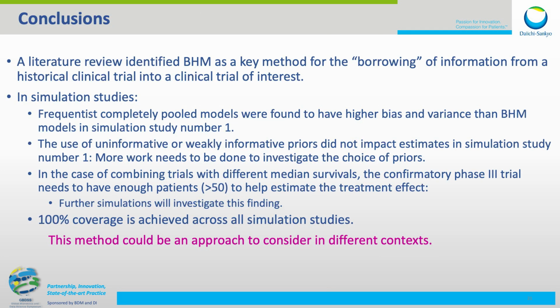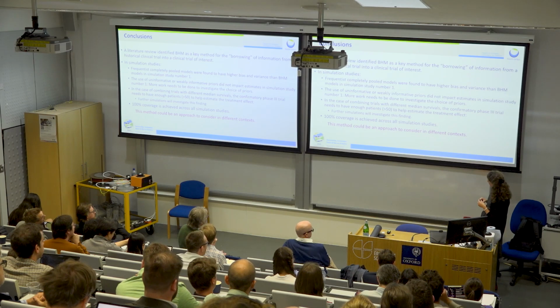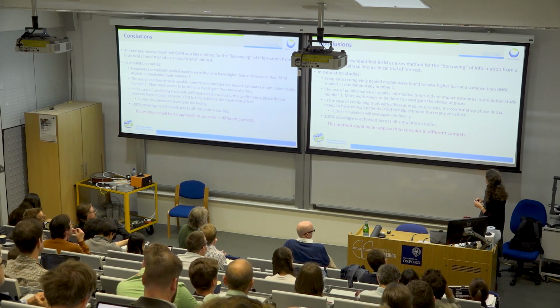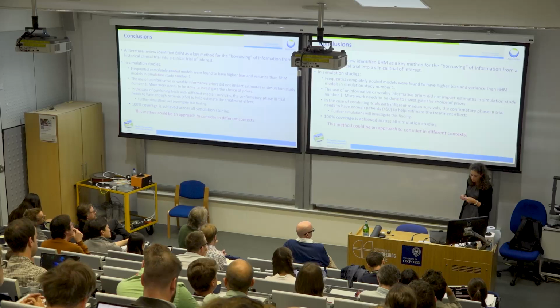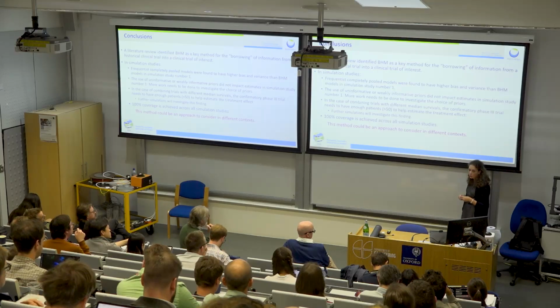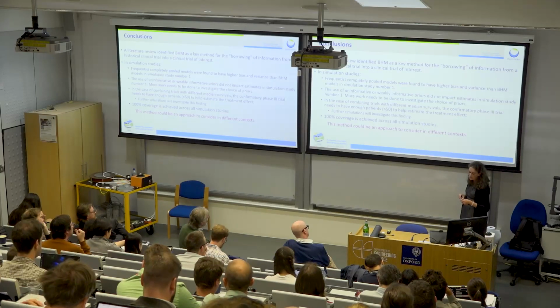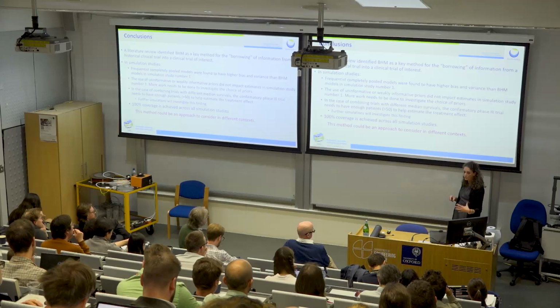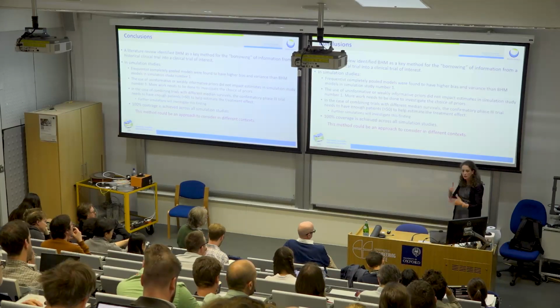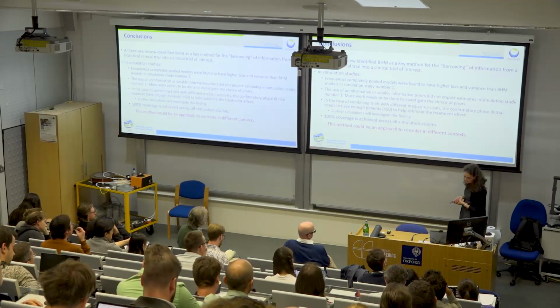And so then, to conclude, we identified BHM as a key method for the borrowing of information from a historical trial into a trial of interest. In simulation studies, completely pooled models are found to have higher bias and variance than BHM models in the first study. The use of uninformative or weakly informative priors did not really impact our estimates in the first study, but we can obviously do further work and extend this to stronger priors and so on.